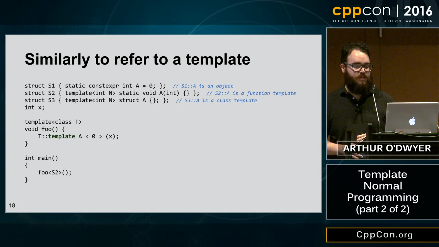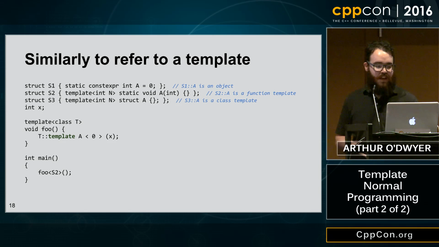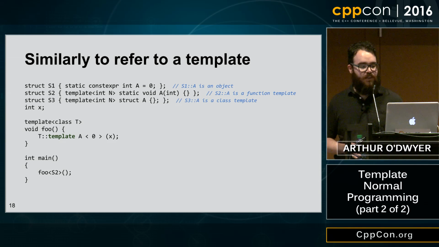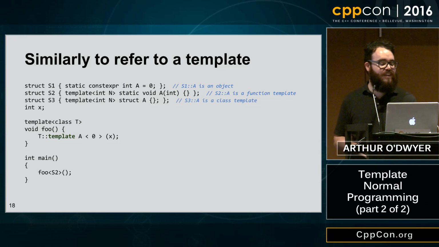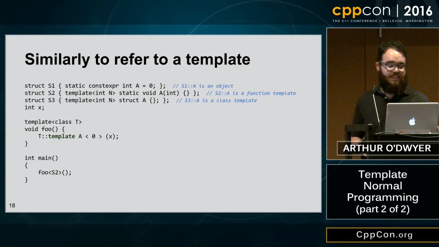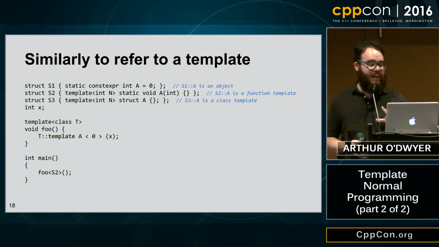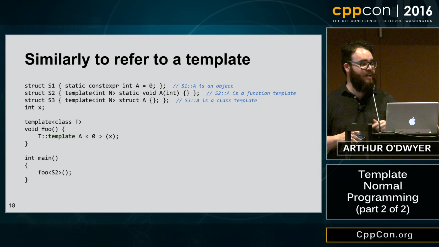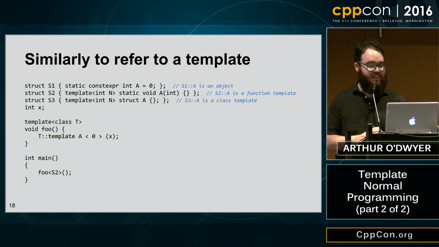Foo of S2. T::S2::A. Now, at this point, A is not a plain old thing. A is a template, so we have to tell it template A. Right? Template A, okay, this is an angle bracket, and this 0 is substituting in for n, so n equals 0 in that instantiation. And then we're going to call it with X. Okay, so that works.